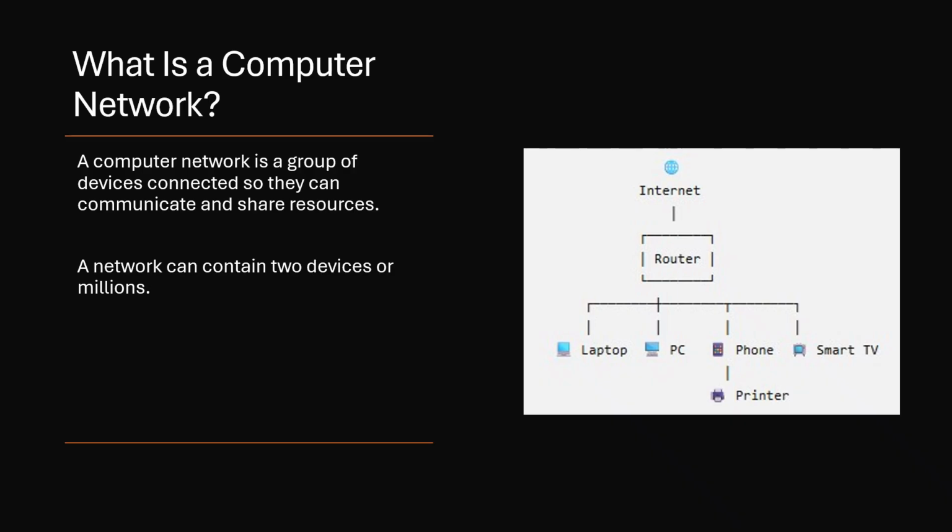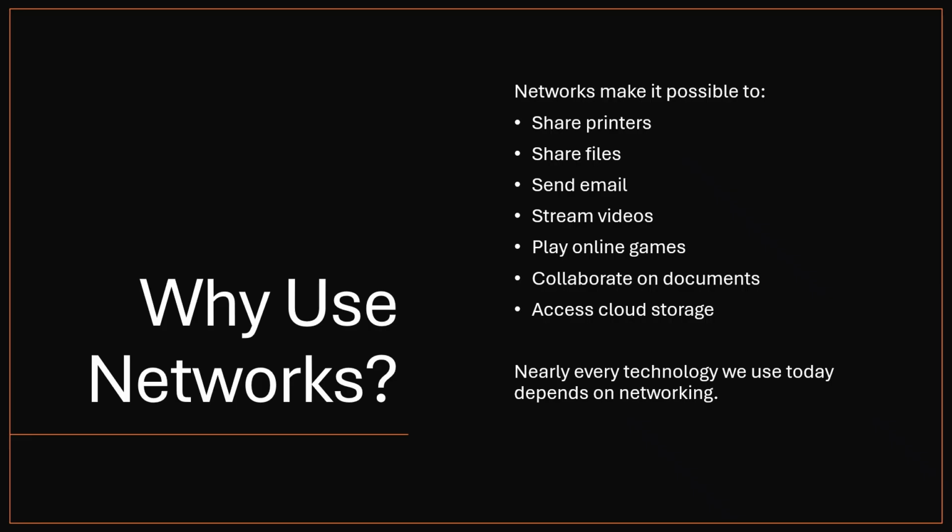So a computer network is simply a group of devices connected together so they can communicate and share resources. Notice I didn't say internet. A network doesn't have to include the internet. For example, computers in a classroom can share a printer even if the network goes down. So imagine if every computer had to work completely by itself. You couldn't print from your laptop, you couldn't share documents or watch Netflix or play online games. Networks make modern computing possible.